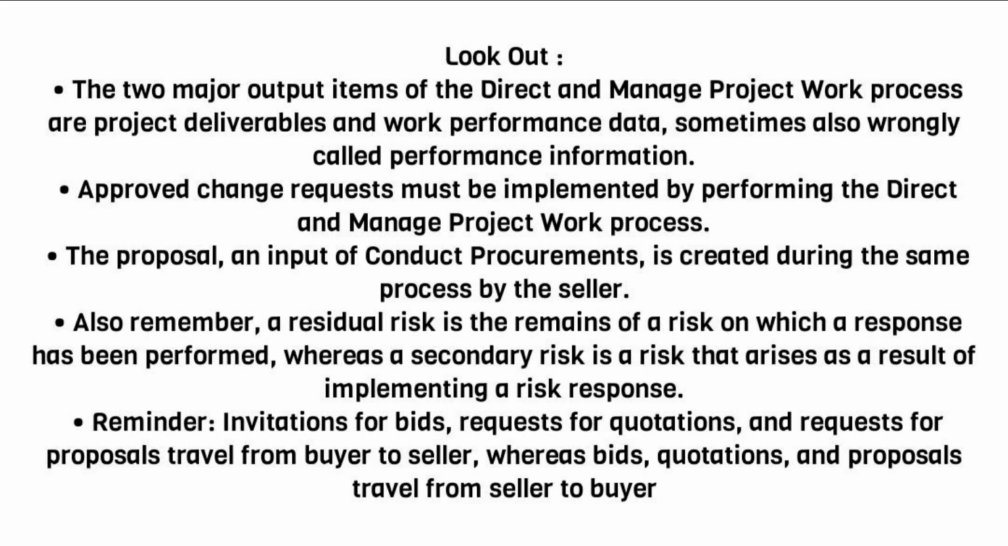The two major output items of the direct and manage project work process are project deliverables and work performance data, sometimes also wrongly called performance information. Approved change requests must be implemented by performing the direct and manage project work process. The proposal, an input of conduct procurements, is created during the same process by the seller.